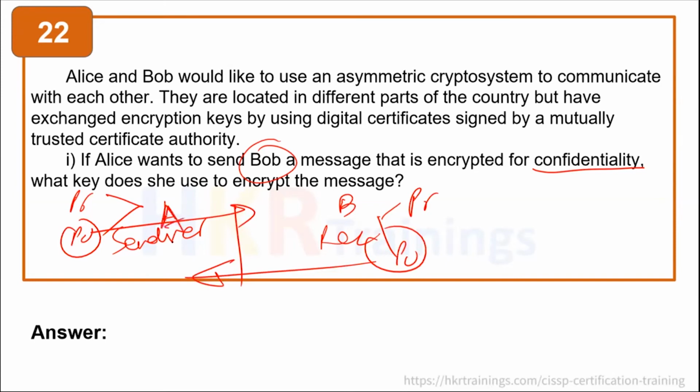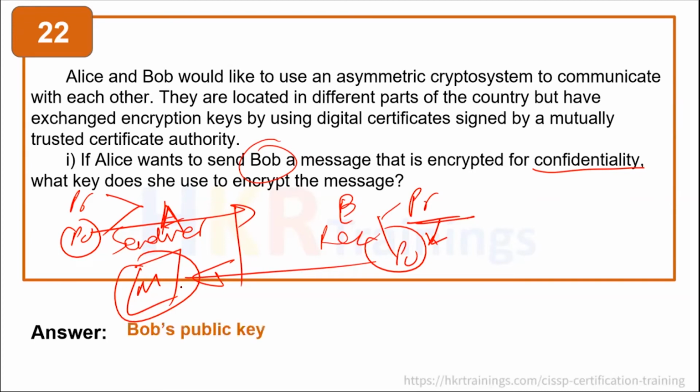If Alice wishes her message to remain confidential, that means only Bob will be able to open it. And since Bob is having the private key corresponding to this public key, if Alice encrypts this message with Bob's public key, only Bob and Bob alone will be able to access this message, because only he is having the private key corresponding to the public key, which is used to encrypt this message. So Bob's public key will be used to ensure confidentiality of this message.